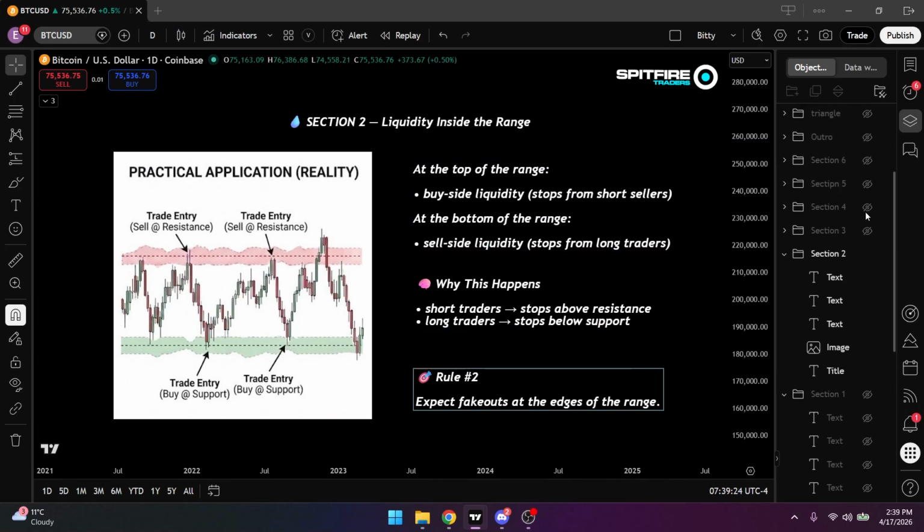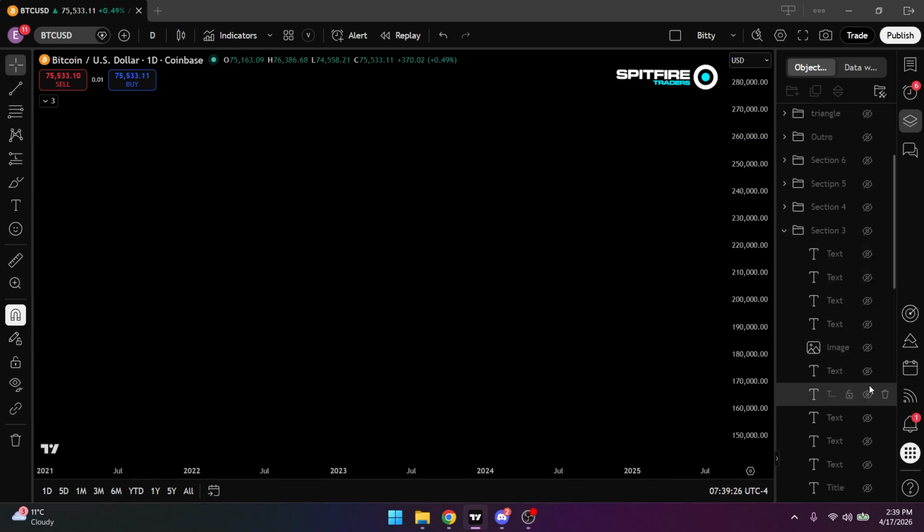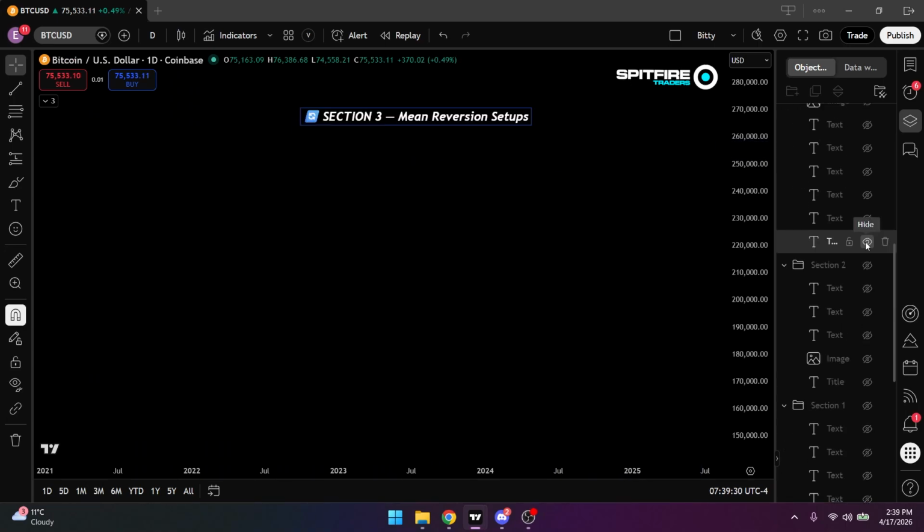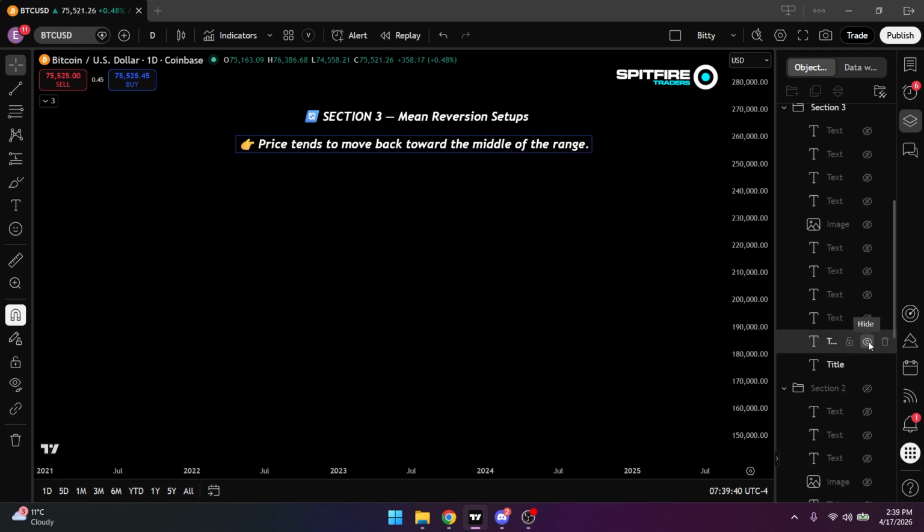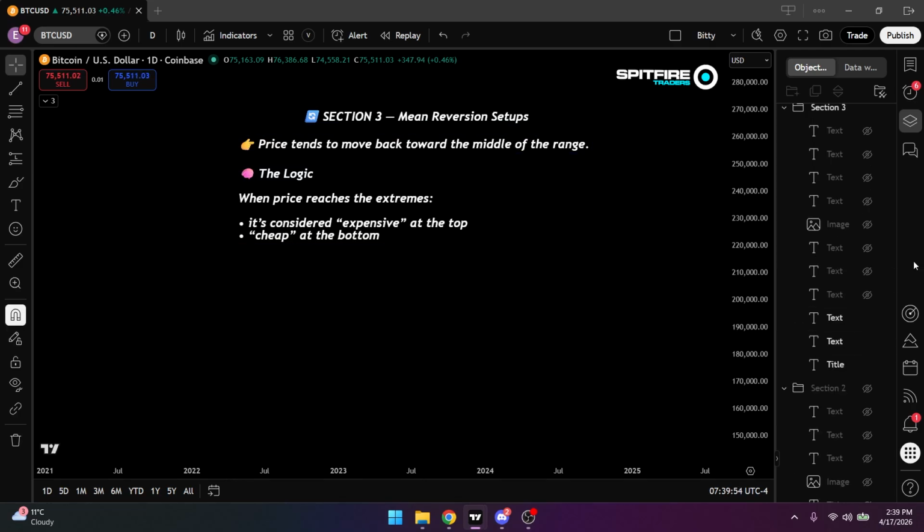Now, let's see how we trade mean reversion setups. In a trending market, you trade continuation, but in a range, you trade reversion. That means price tends to move back toward the middle of the range. When price reaches the extremes, it is considered expensive at the top and cheap at the bottom. Why? Because most trading activity usually happens closer to the middle. That's where the market finds fair value.